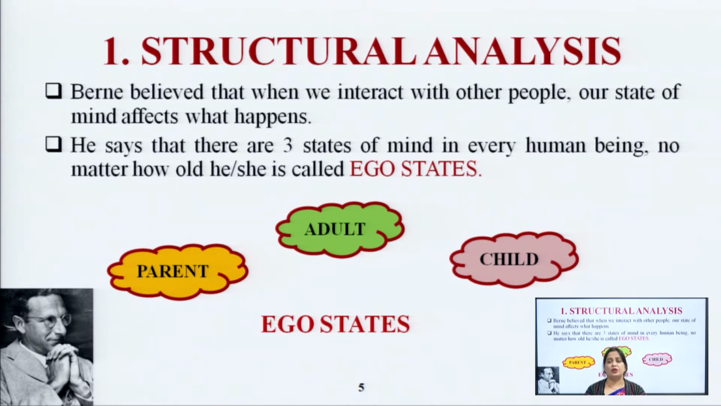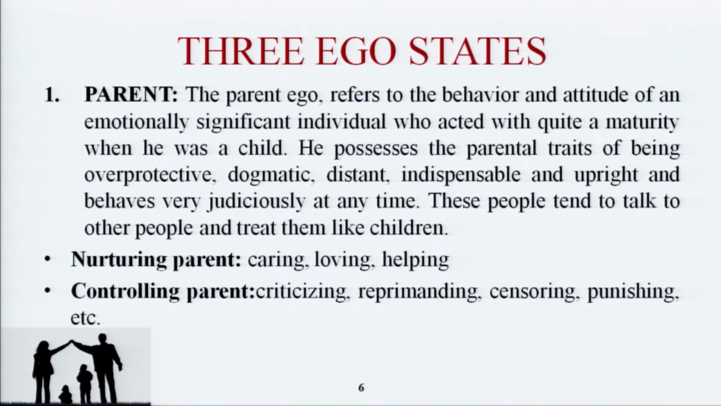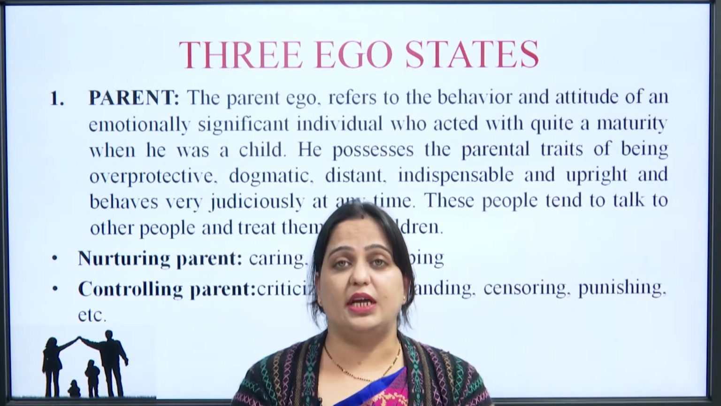Whatever his or her age may be, the person has all the 3 ego states in a particular personality. Sometimes we are in a parent ego state, sometimes we behave in an adult ego state, and sometimes the same person reacts in a child ego state. So, our psychiatrist has developed the 3 ego states in a personality concept.